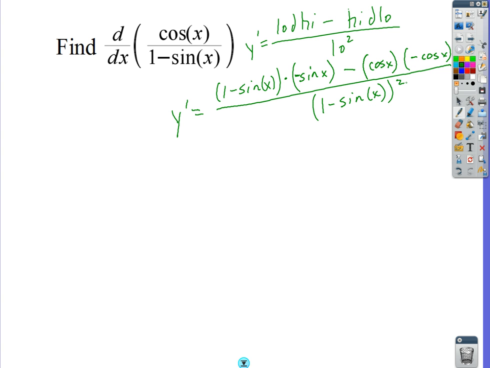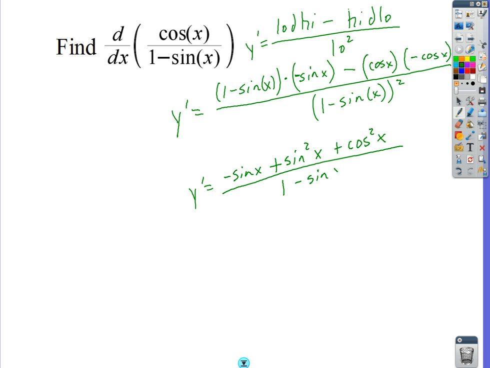I know. So let's go ahead and clean this up a little bit. What I got here first, I have y prime is equal to negative sine x times 1. So it'd be negative sine x, minus, well, in this case, negative sine x times the negative sine x. That's going to be a positive sine squared x. Then I have minus, and this is going to be a negative cosine squared x. So minus a negative cosine is the same thing as plus a cosine squared x, all over 1 minus sine x squared.